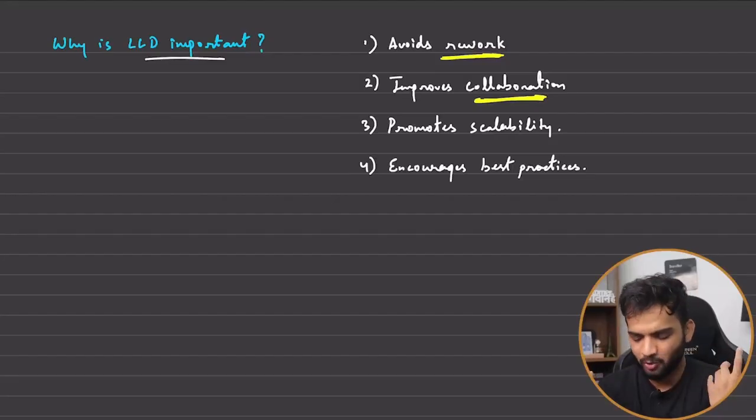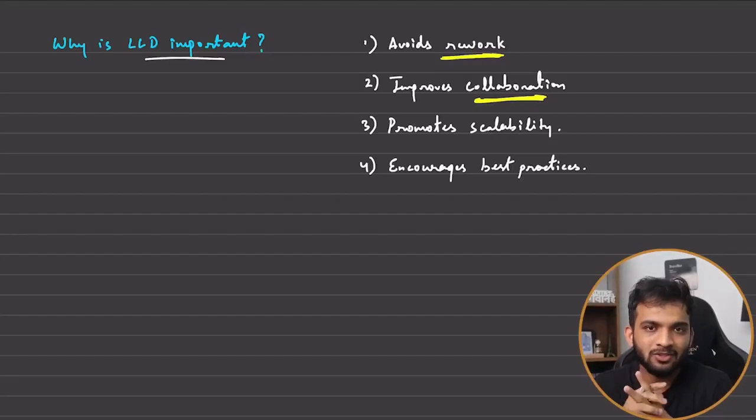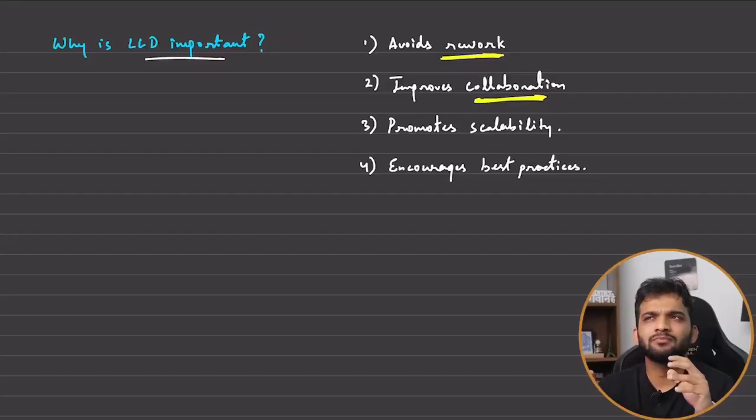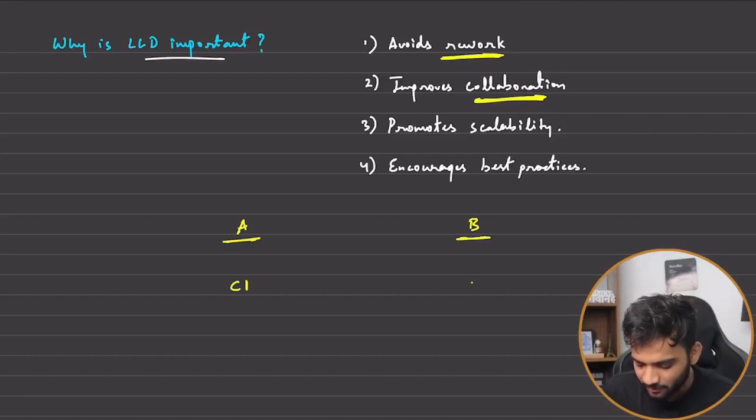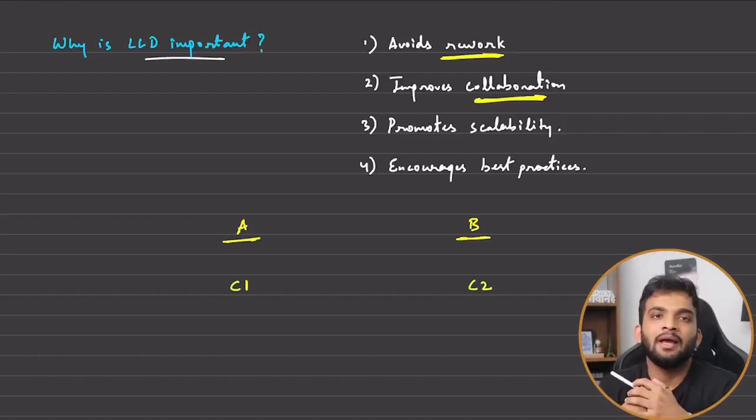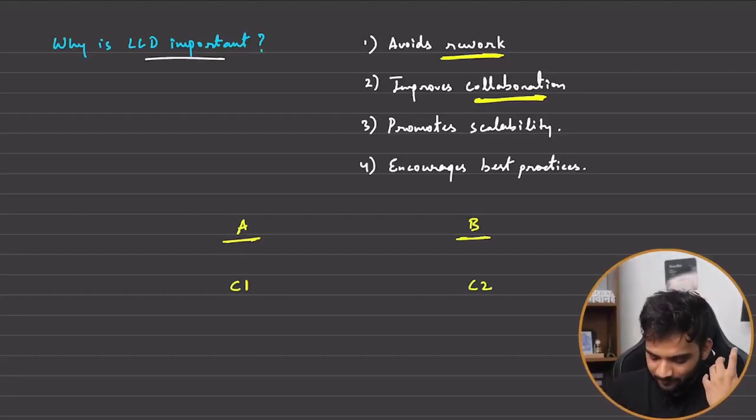Now, what do we mean by collaboration? Imagine, as of now, you write very limited code. So let me explain. There is a team A and there's a team B. The team A is responsible for component 1. The team B is responsible for component 2, right? And the team A is building a feature where you'll have to take help from team B.